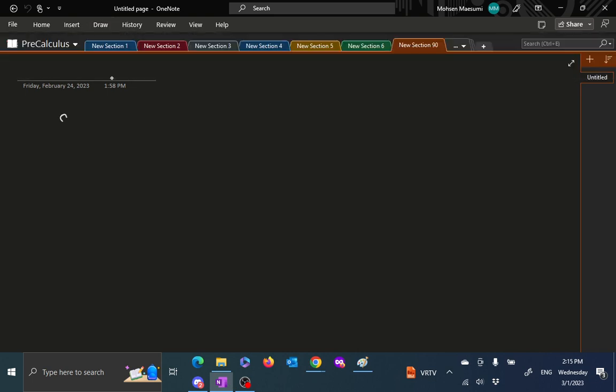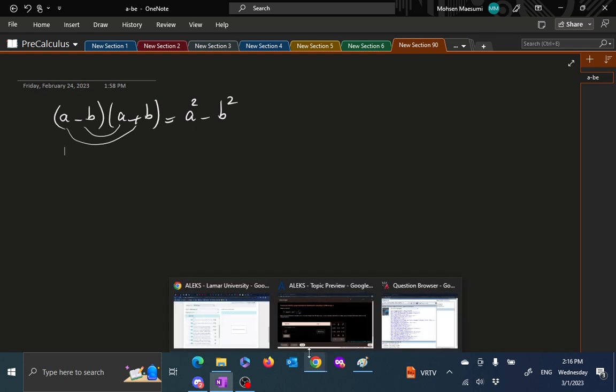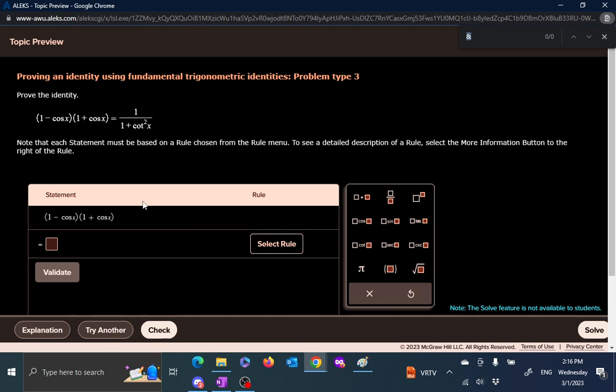So if I had a minus b times a plus b, I know that when I multiply, the so-called cross terms cancel out, the ab and minus ba cancel each other out, and all that's left is a squared minus b squared. So how does that help me?